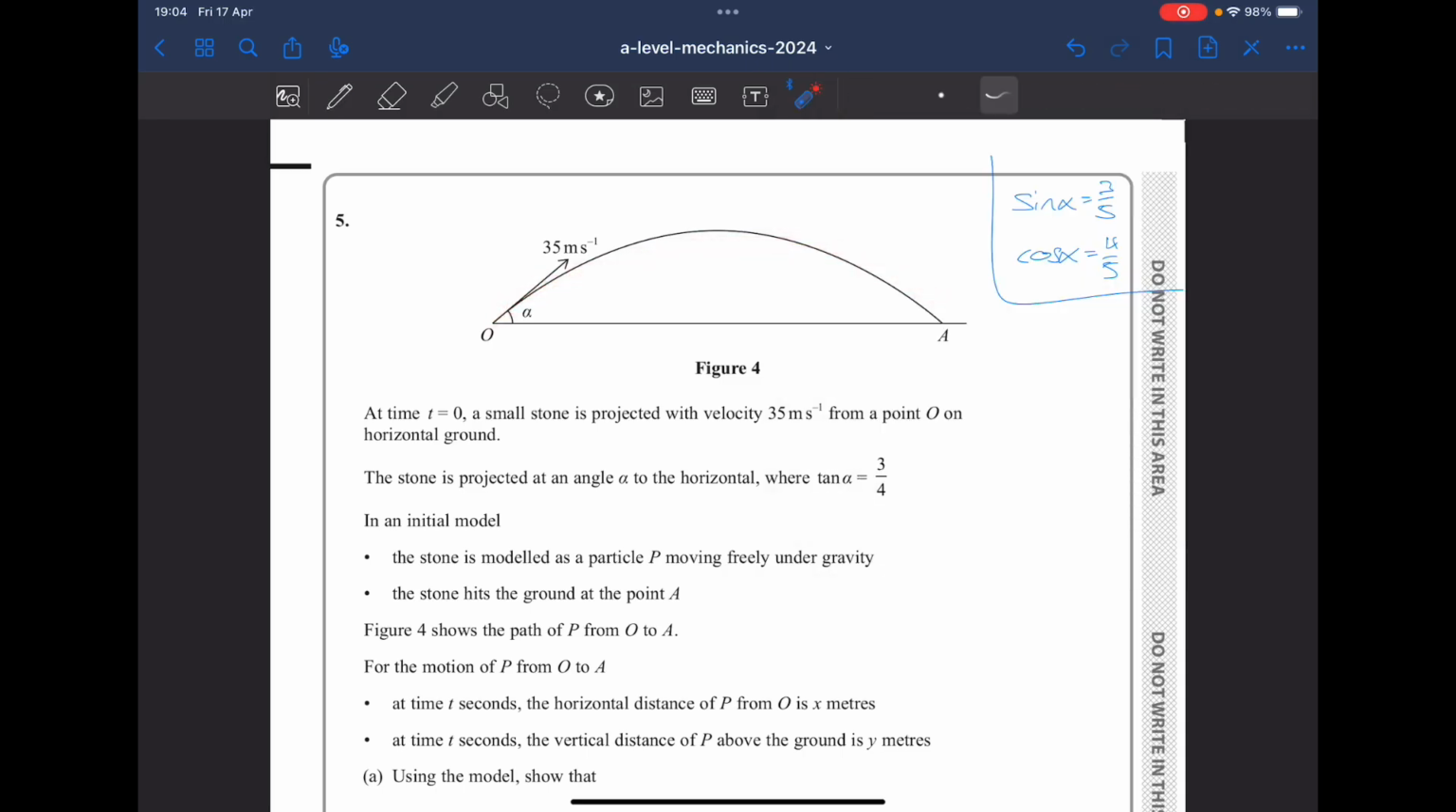What's going on there? We're going to chuck something. What's happening? Small stone, projectile velocity of 35. From a point on the ground, angle is alpha. Initial model, we've got gravity. Hits the ground over here. We've got the path.